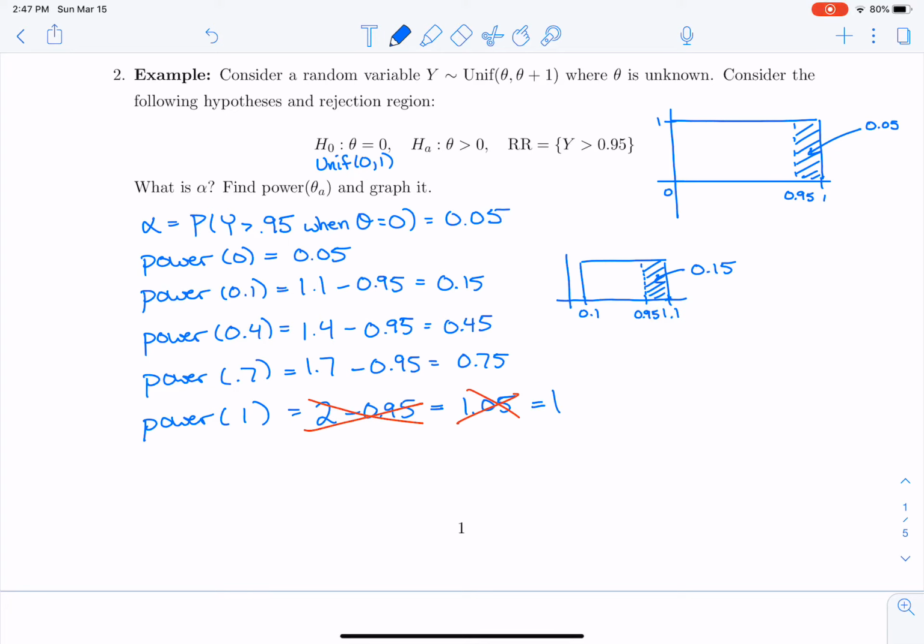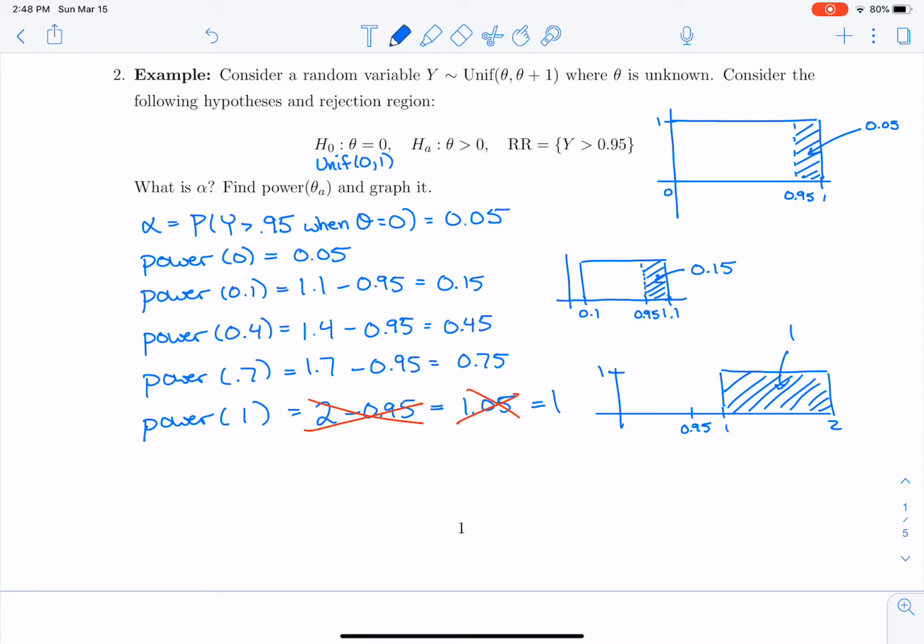And that makes sense if I draw a picture and I plunk down 0.95, but theta is going to be 1. There is my probability distribution, where it's non-zero between 1 and 2. And so the probability of being above 0.95 is actually just 1.